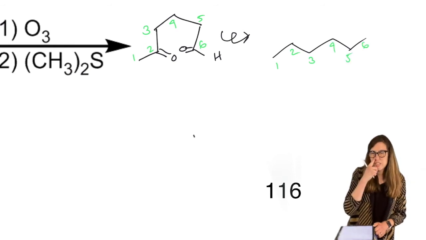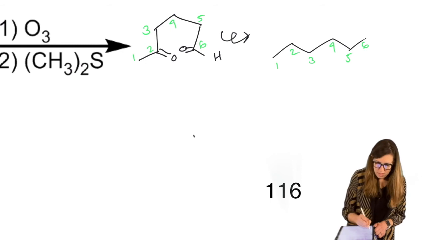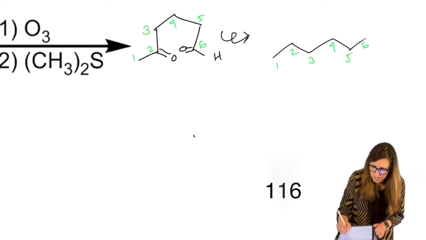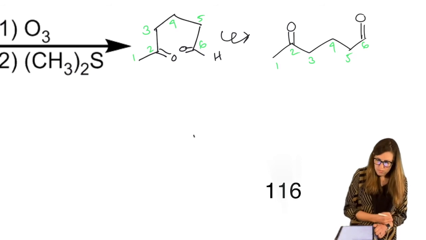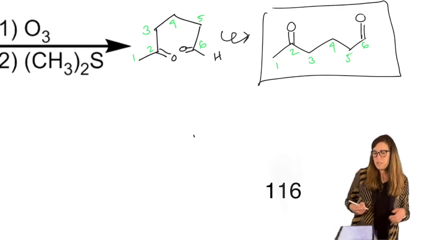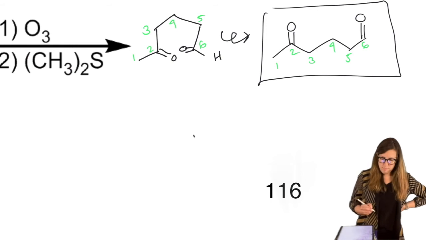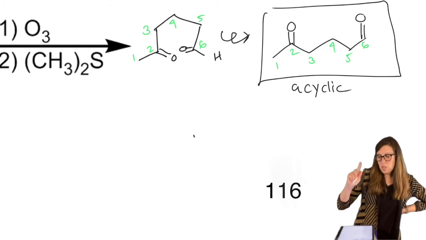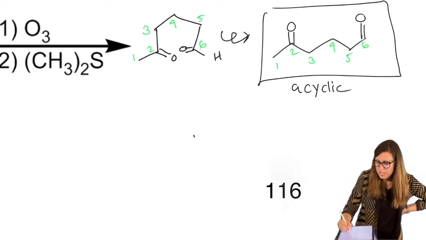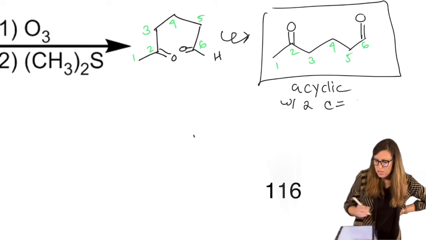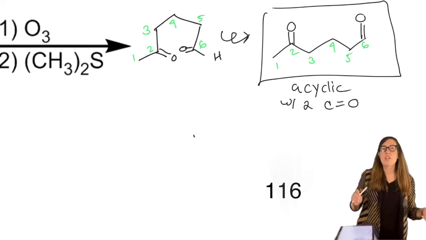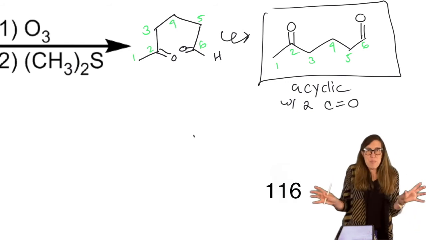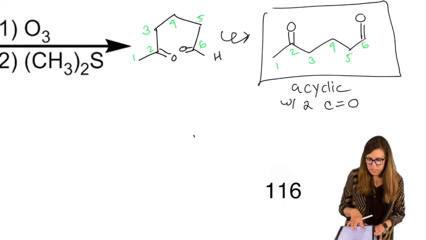All rings changes in rings, whether they open or close, I always recommend numbering those carbons. So 2 has the ketone carbonyl. 6 has the aldehyde. And the H is not always drawn on the aldehyde. That's the final answer. So if you go from cyclic, you're going to have 1 product still with 2 carbonyls. But if you started with acyclic, you're going to have 2 separate carbonyl-containing compounds.